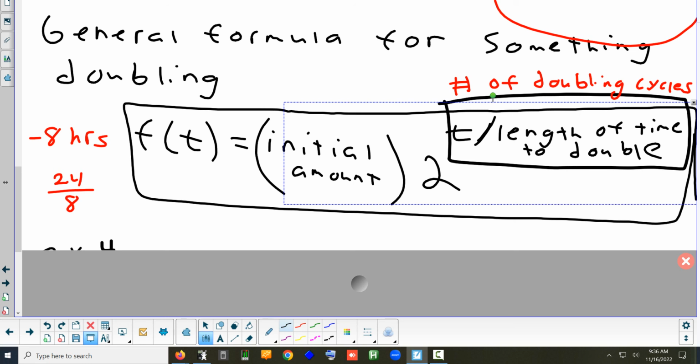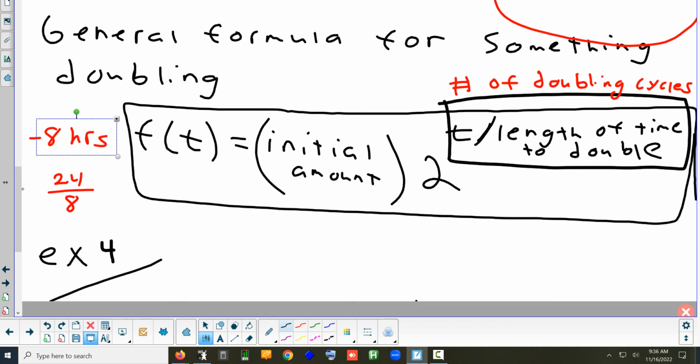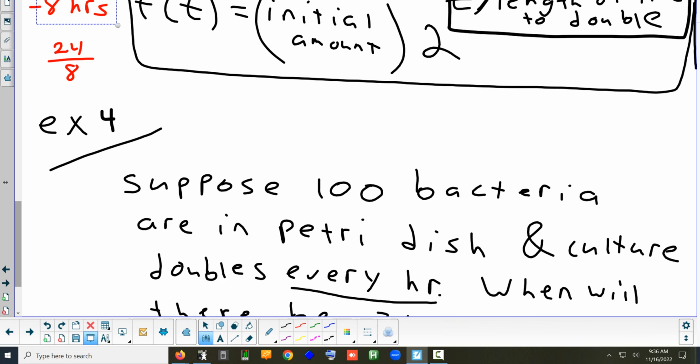Now, if something doubles every hour, then fine. If 5 hours have gone by, it doubles 5 times. 7 hours, 7 times. But that's only if it doubled every hour. So let's look at this one. We have 100 bacteria, and in this case, it is doubling every hour. So if 7 hours have gone by, it will have doubled 7 times.